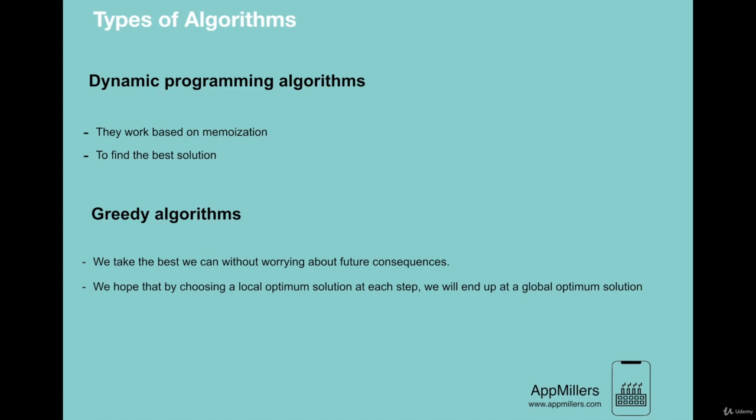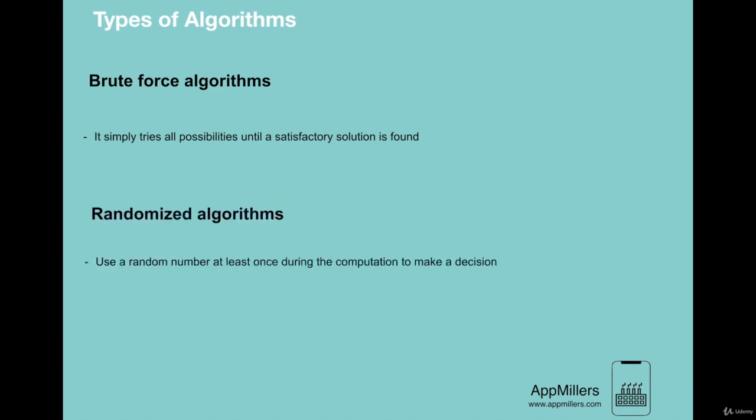And the next type is brute force algorithm. It simply tries all possibilities until a satisfactory solution is found. For instance, finding the best path between two locations. And the last type is randomized algorithms. These algorithms use a random number at least once during the computation to make a decision. You will see in the upcoming sections that the quicksort algorithm works based on a random number to choose a pivot number and make a decision based on this. And with this, we have finished the last type of algorithm.